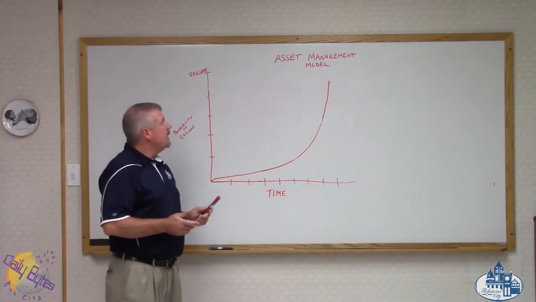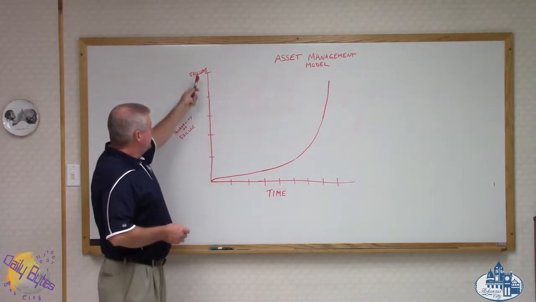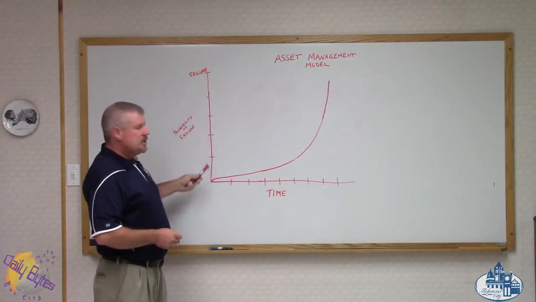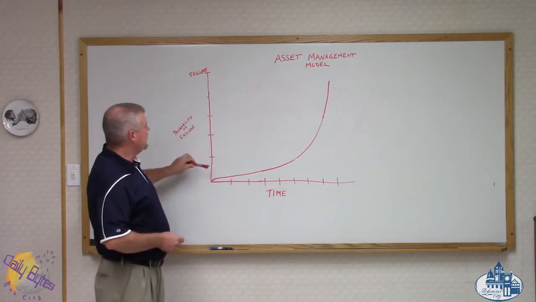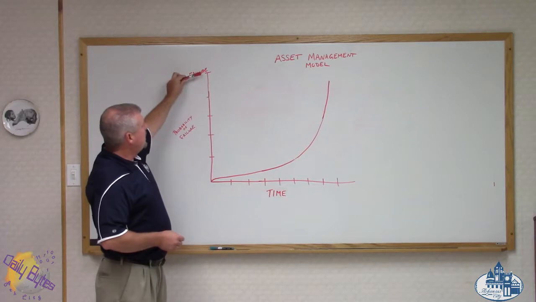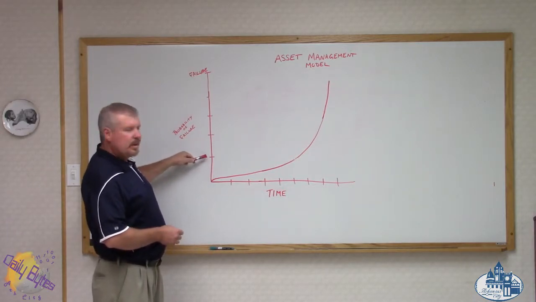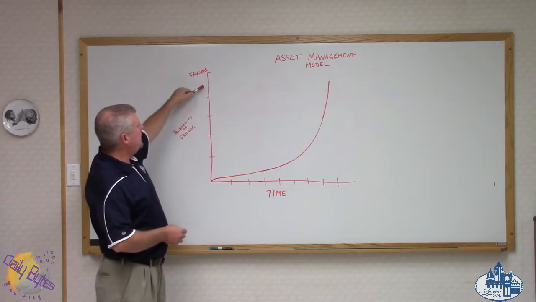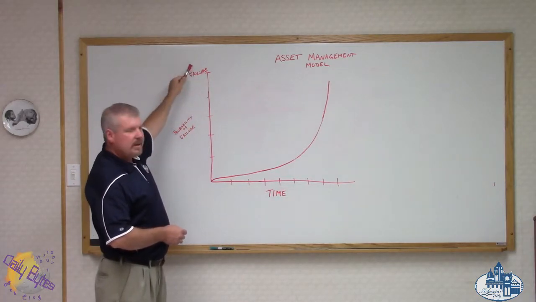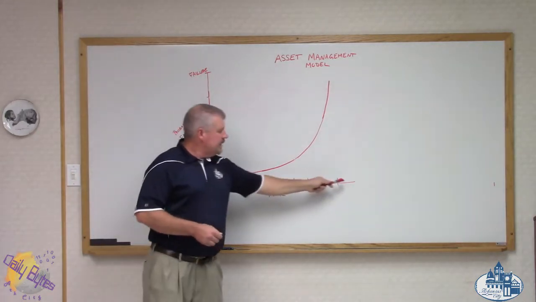Basically, the way the asset management model works is you've got your y-axis. This shows the probability of failure. So as you move up the axis, you increase your percentage of failure. Say this is 20%, 40, 60, 80, and then the asset fails. On this line is time.